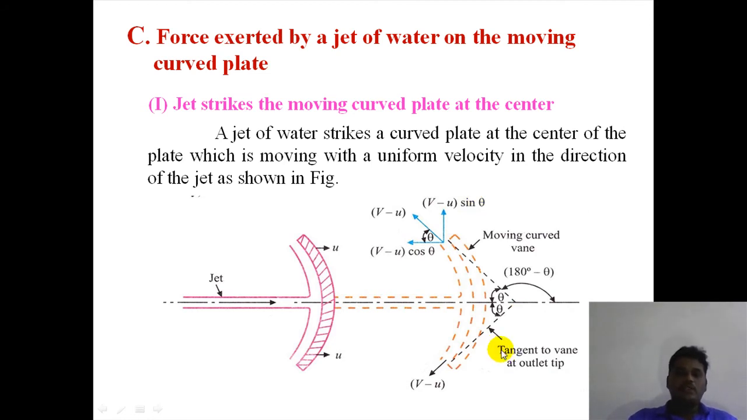This is the tangent to the vane at the outlet of the plate. Whenever the plate moves in this direction, the water also moves in the upward direction as well as the downward direction. We are considering only the upward direction, that is v minus u, which is along upwards. Upwards is positive. In this direction, the x direction is negative, and the y direction is positive.